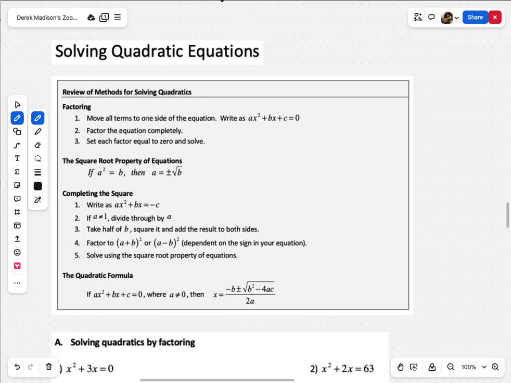Hey all, in this video we're going to look at solving quadratic equations, and specifically we'll look at 4 different methods: factoring, the square root property, completing the square, and quadratic formula. Depending on what we're asked to solve, often one of these methods is the better one relative to all the others, so I'll try to explain when to use which method as I go through the examples.